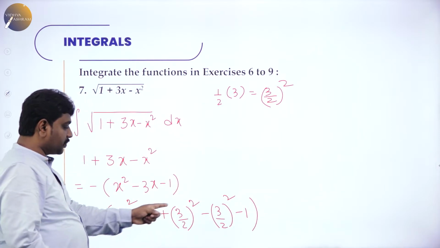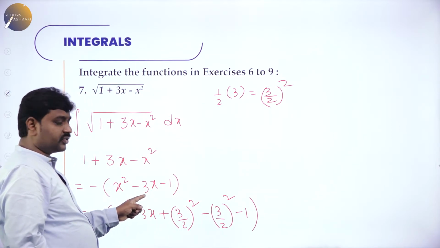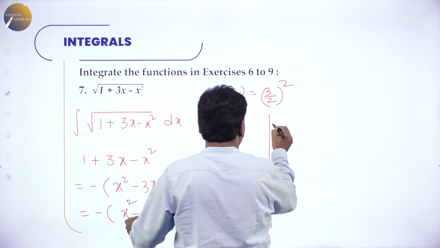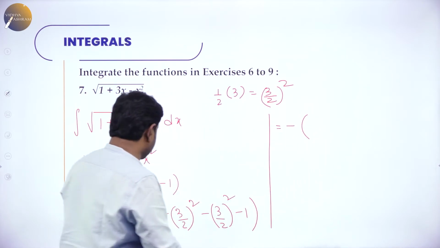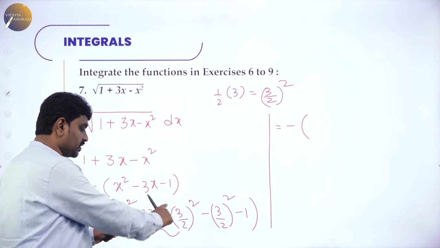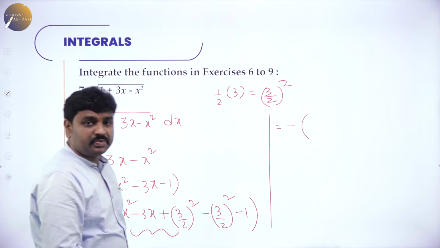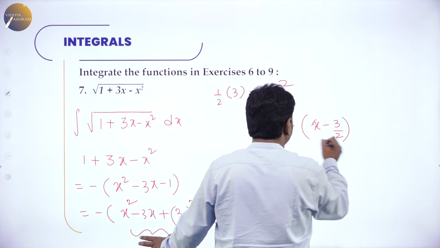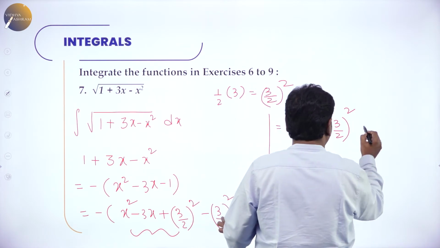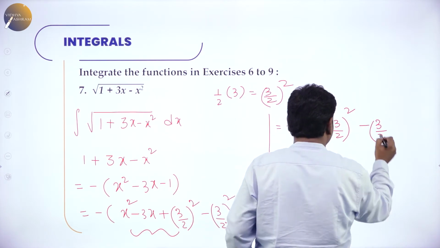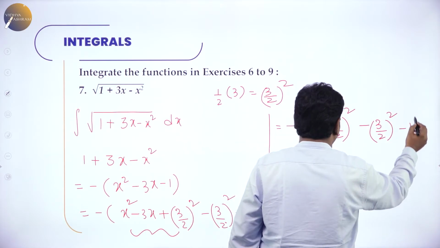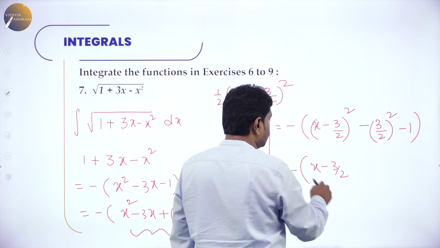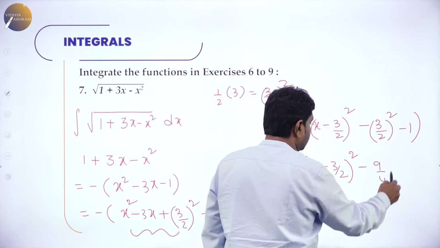I am adding and subtracting half of the coefficient of x. What is the coefficient of x? 3. Half of it you should add and subtract. Now further simplify this. I can write this as minus outside. So these three parts, if you see, this is a square plus b square minus 2ab. A square plus b square minus 2ab is (a minus b) the whole square. This will become (x minus 3 by 2) the whole square. And what is the remaining part? Minus 3 by 2 the whole square, minus 1. Simplify this: minus, (x minus 3 by 2) the whole square, minus 9 by 4, minus 1.